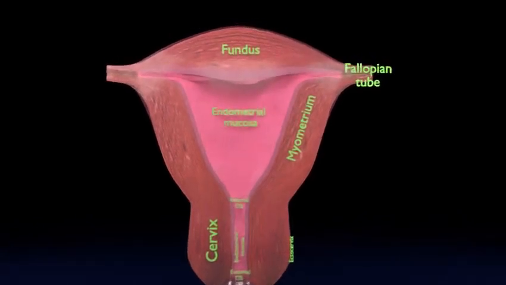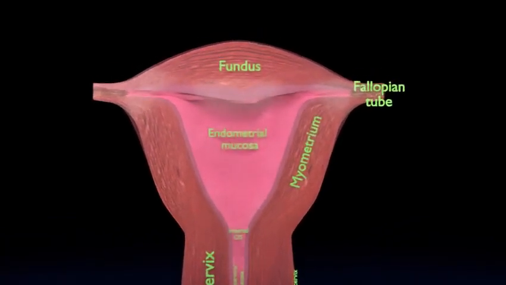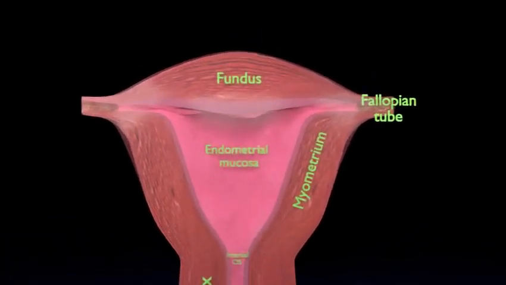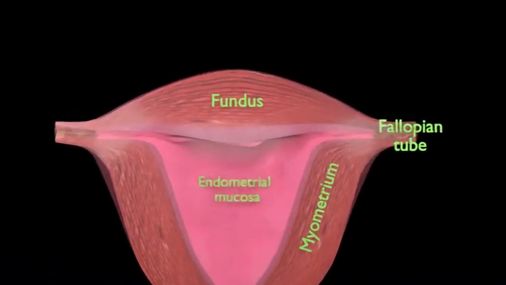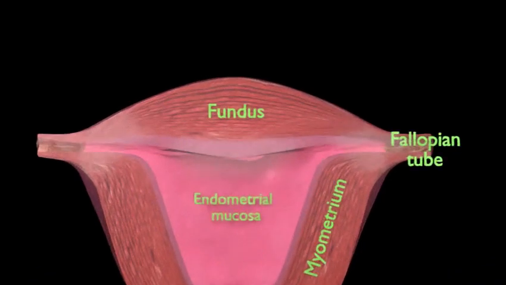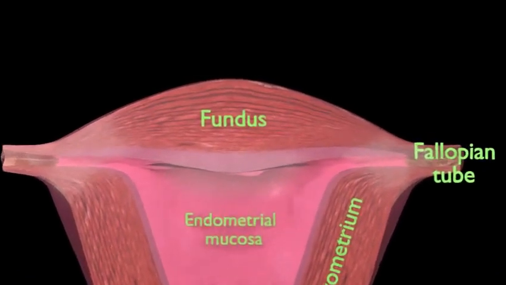Now I am going to demonstrate the parts of the uterus. In this view, the fundus of the uterus can be seen. The fundus is the uppermost rounded portion of the uterus. It is the broad, curved upper area in which the fallopian tubes connect to the uterus.